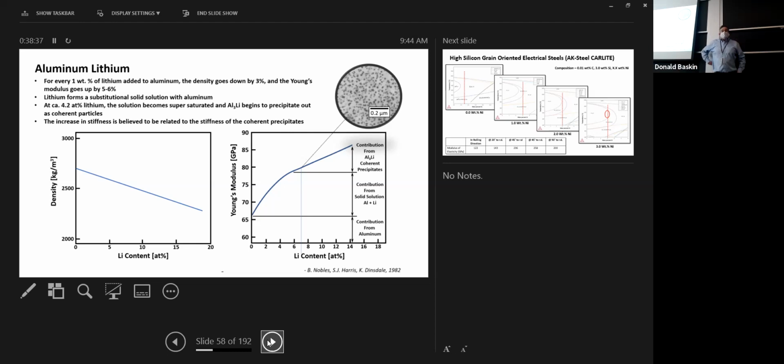So aluminum lithium is a very interesting material for increasing the stiffness to density ratio of the material. This is currently used in, I don't know, at least military aircraft, I'm sure. I don't know where else it's used, but neat stuff.